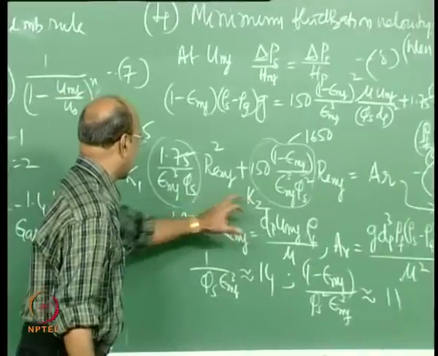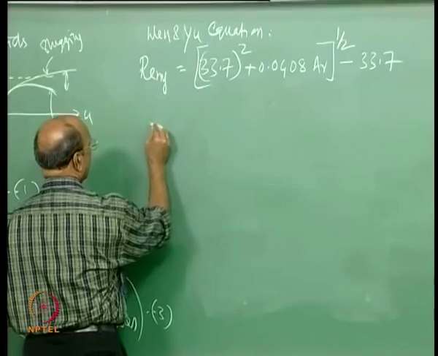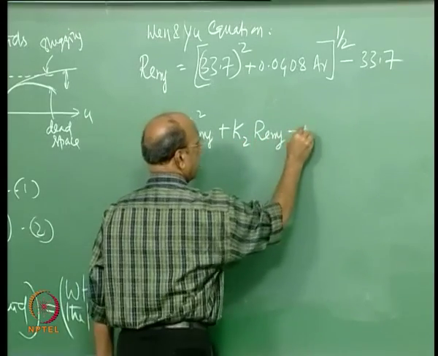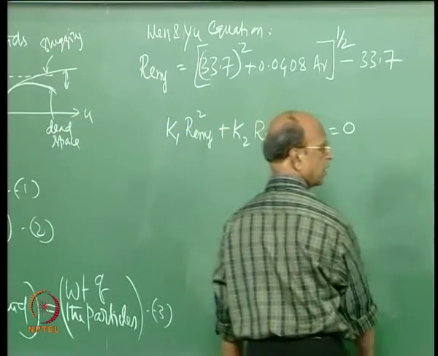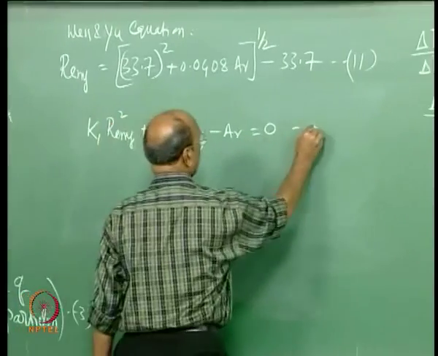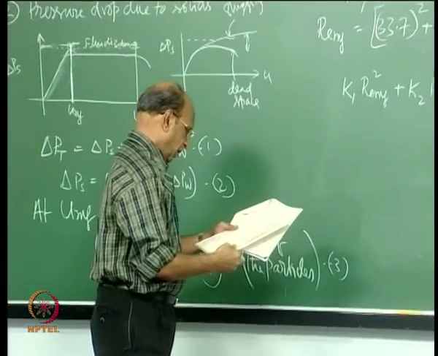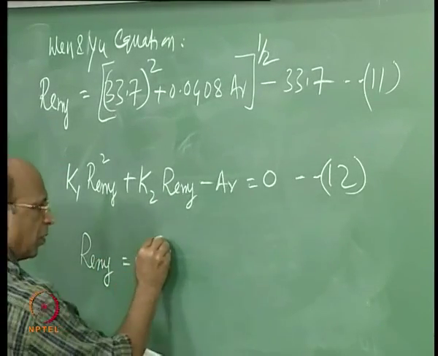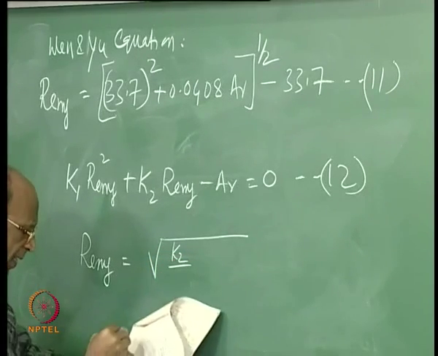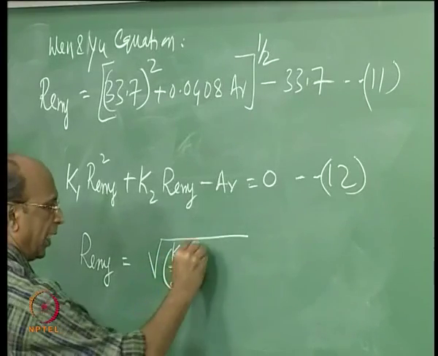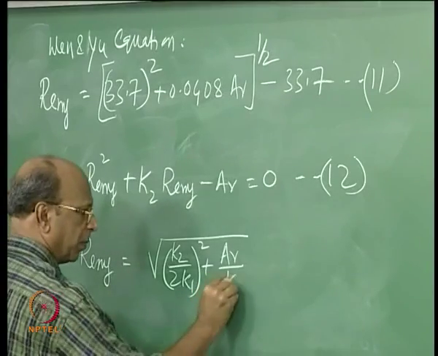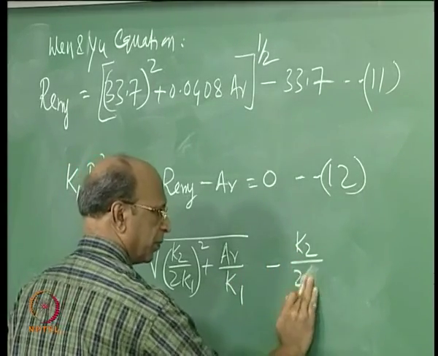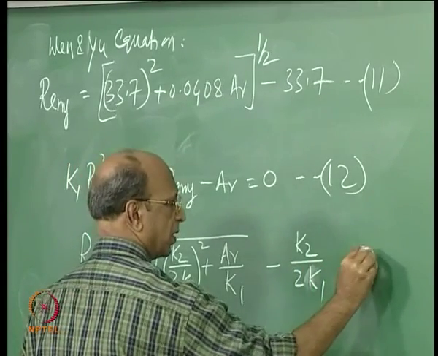Let me write the corresponding equation in terms of k1 and k2: k1 Re_mf square plus k2 Re_mf minus Ar equal to 0. This is equation 12. Good. If they solve that, what they get is Re_mf equal to the square root of (k2 by 2k1) whole square plus Archimedes by k1, minus k2 by 2k1. So this is equation number 13.